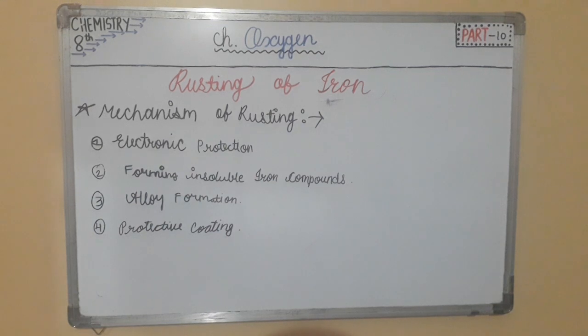Today we will learn class 8 chemistry chapter oxygen part 10. In this part we will learn the second, third and fourth points of mechanism of rusting.